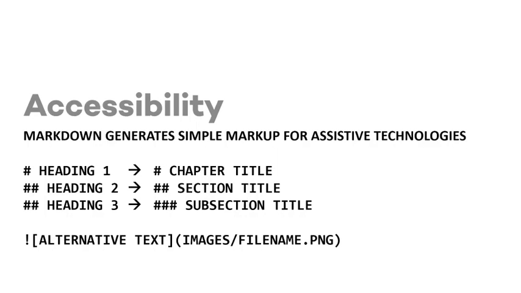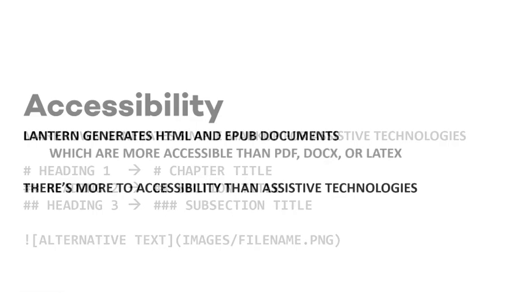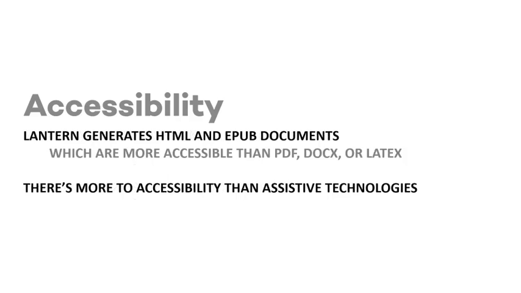For us, Markdown has helped us create more accessible OER because it enforces the use of semantic headings and alt text for images. The ability to generate multiple output formats provides more options for accessing the material. HTML and EPUB, in our experience, tends to be more accessible than PDF, DocX, or LaTeX. However, there is more to accessibility than assistive technologies, and it really depends on how you edit and organize the specific content you're working on.